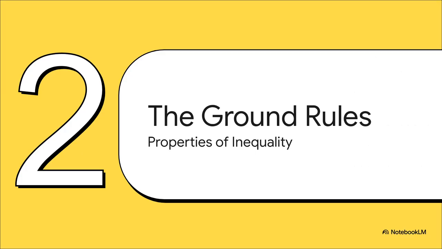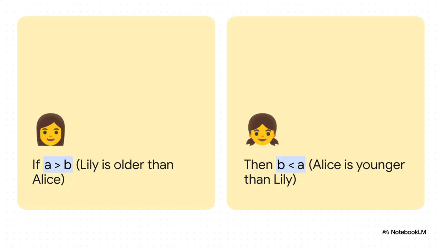Moving right along to Section 2, the ground rules, properties of inequalities. Okay, so now that we have our vocabulary down, how do these symbols actually interact? Let's establish the ground rules. The first rule is called the converse property of inequality. It sounds super fancy, but honestly, it's incredibly intuitive. If A is greater than B, then it naturally follows that B is less than A. Think of it like a simple age analogy. If Lily is older than Alice, then Alice simply must be younger than Lily, right? So the crucial takeaway here is, if you flip the subjects on the left and right sides of your equation, you absolutely must flip the direction of the symbol between them.